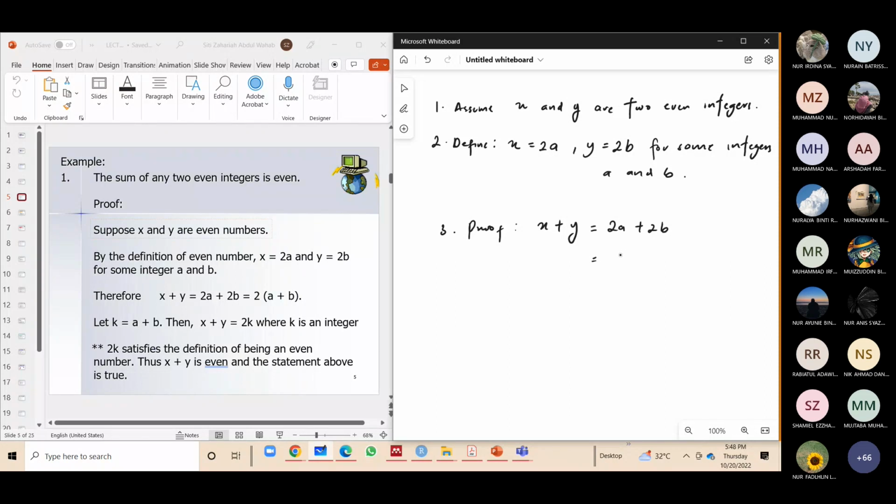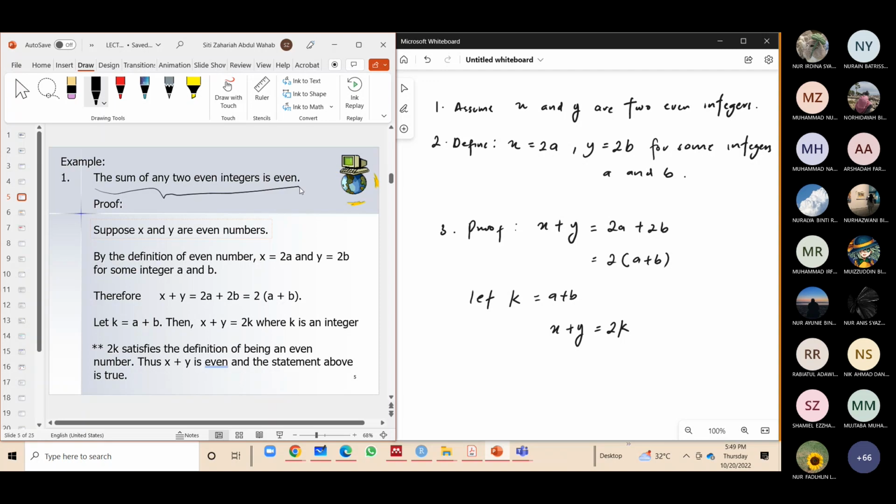And then we want to simplify the equation. We factorize 2, and in the bracket will be a plus b. And then again, we use a new variable to simplify the equation. Let k equal a plus b. So x plus y equals 2k. 2k is an even number, right? Whatever value we substitute into k will give an even integer. So it satisfies the statement.